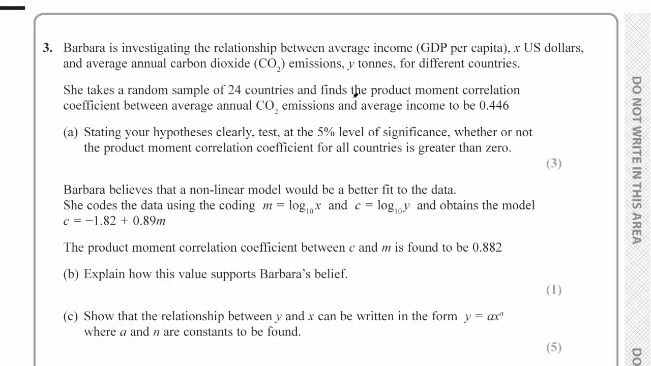Question 3 says Barbara is investigating the relationship between average income, GDP per capita, x US dollars, and average annual carbon dioxide emissions, y tons, for different countries. She takes a random sample of 24 countries and finds the product moment correlation coefficient between average annual CO2 emissions and average income to be 0.446. Part A says, stating your hypothesis clearly, test at the 5% level of significance whether or not the product moment correlation coefficient for all countries is greater than 0.